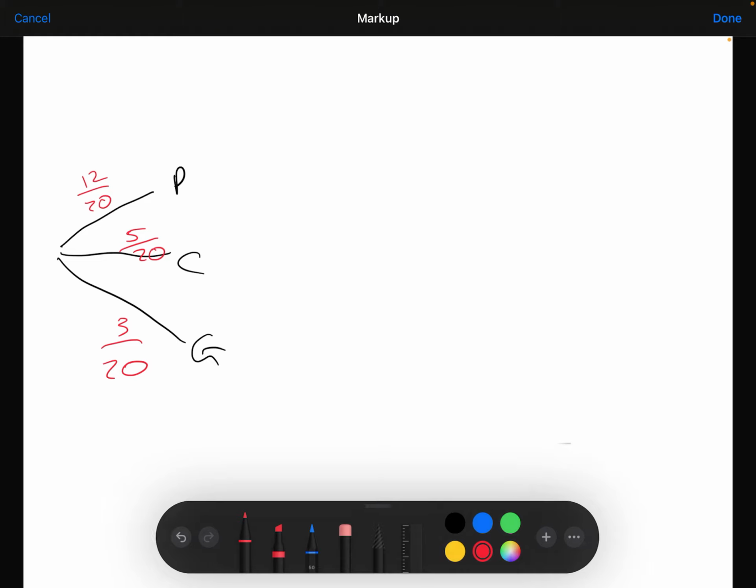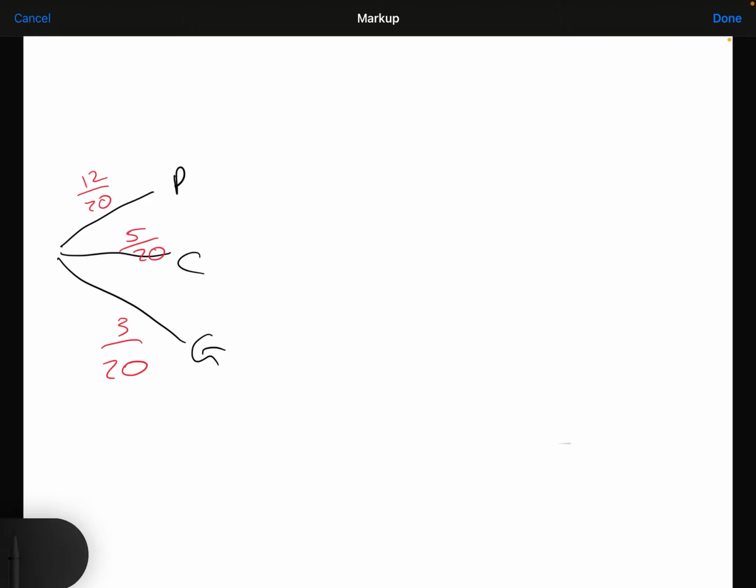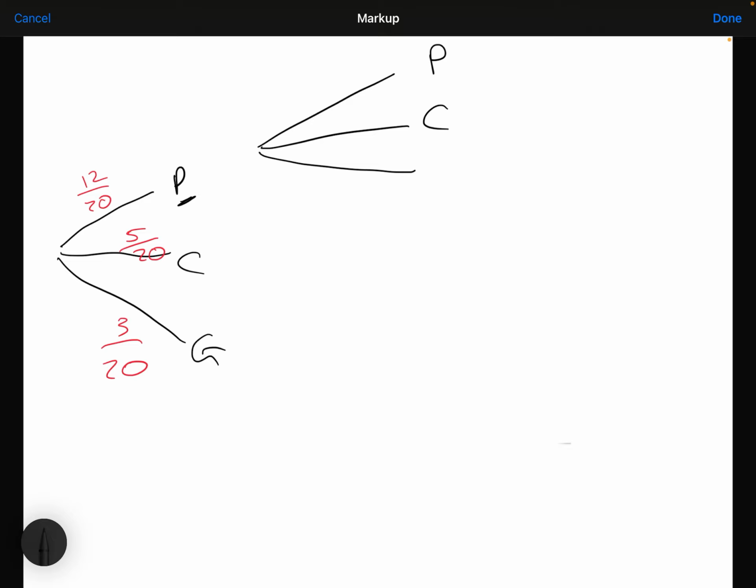I think you got that to begin with. So that's for the first biscuit. I am now going to draw out the next part of the tree diagram. These here are if they took a plain the first time. So we could take a plain the first time and a plain the second time, or we could take a chocolate the second time, or we could take a ginger the second time.